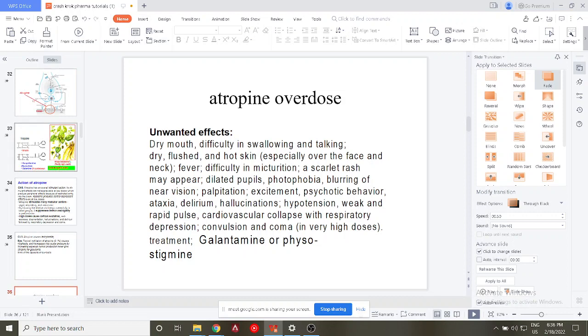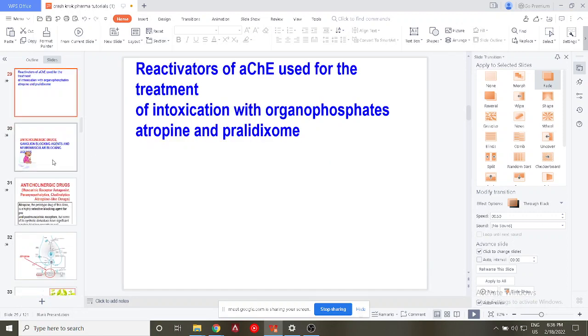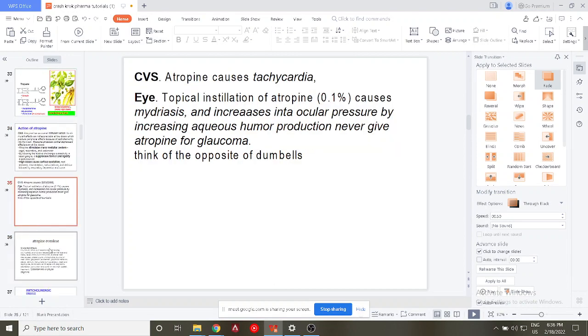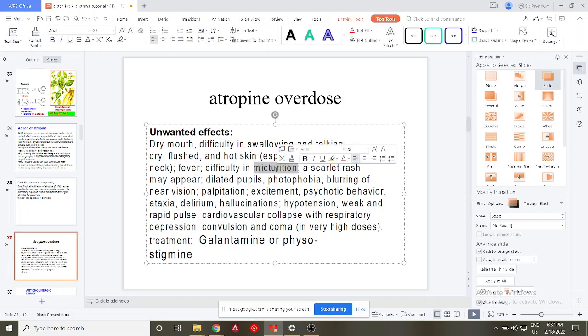Now I want you to think about the opposites of DUMBBELLS. The opposite of DUMBBELLS is going to be atropine overdose. So instead of excess salivation, we're going to have dry mouth. We're going to have difficulty swallowing, hot skin, difficulty in micturition. Micturition is urination, so we're going to have difficulty urinating. Also, we're going to have dilated pupils, and we're going to have excitement, like tachycardia, also ataxia, hallucinations, hypotension, cardiovascular collapse. And the treatment is galantamine or physostigmine.